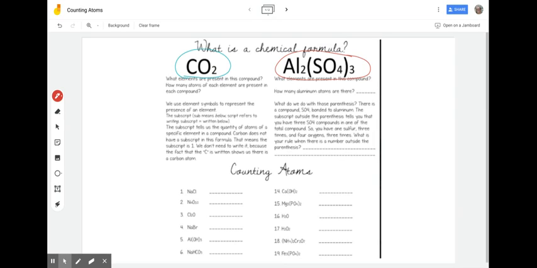So if I am going to look at this first one, carbon dioxide, here it says what elements are present in this compound. So I'm going to write over here capital C. If you do not know that that's carbon, look on your periodic table. Remember, the file for the periodic table is in the previous module, atomic structure. So we have carbon. And we have another capital letter, oxygen. So I'm going to write oxygen.